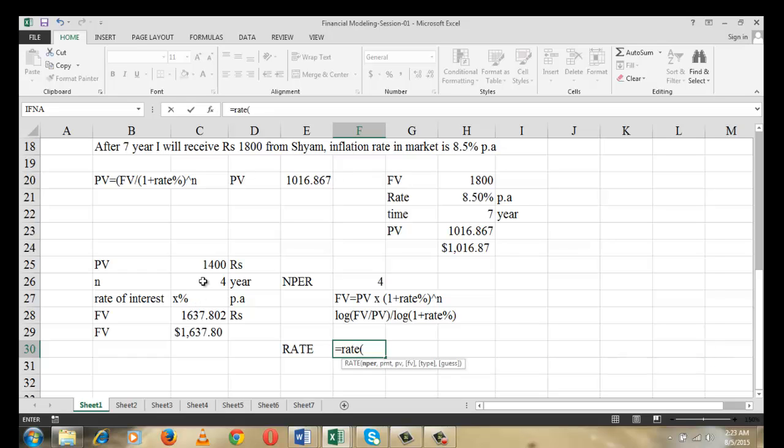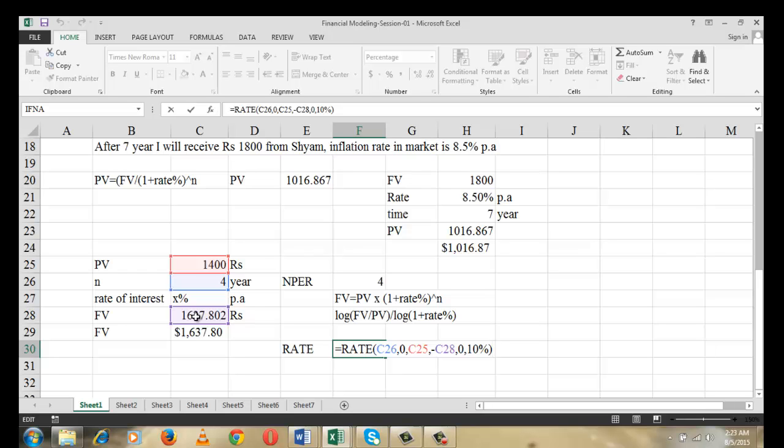NPER would be 4 years. PMT, here there is no concept of PMT. PV is 1400. FV would be put in with the minus sign, 1637. Type would be 0. Guess means you can guess some percentage. If you don't write it, also not a problem. Suppose I guess 10%. So you can see the answer, 4%. You can check the answer by pressing F2. So by that you can get the answer, the rate of interest.